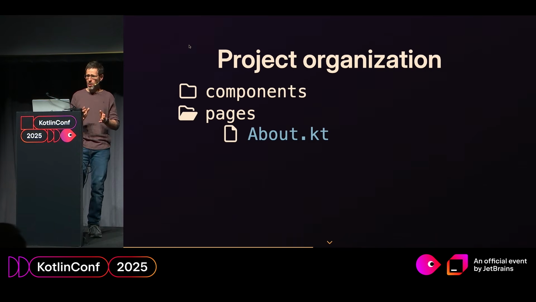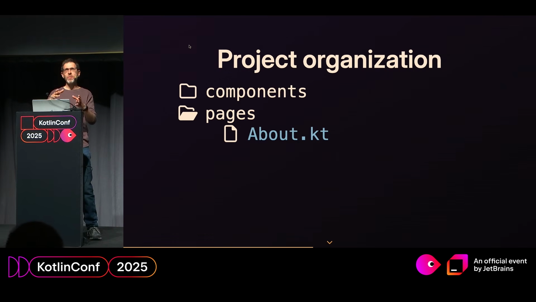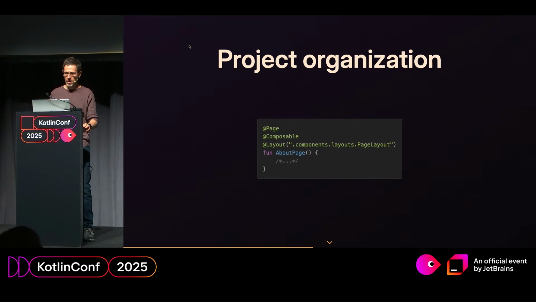Pages, unlike components, is not a convention. You have to have pages. If you have a page that you define in another folder, Kobweb will complain for you at compile time, because Kobweb is going to use the path from the page to this page's root folder when generating the URL for it. A page is a regular composable. You annotate it with page. You can also annotate it with layout, giving it a path to the layout that applies to it.